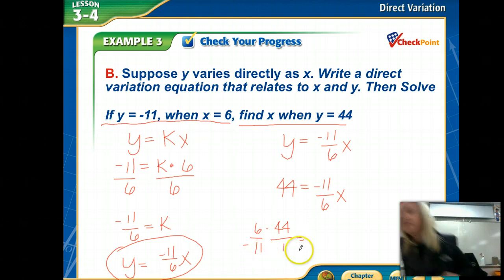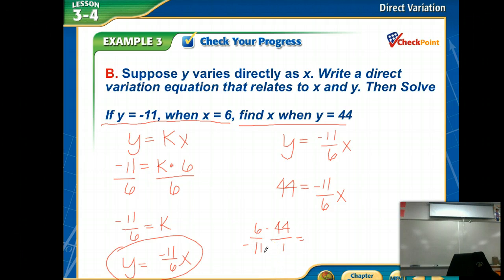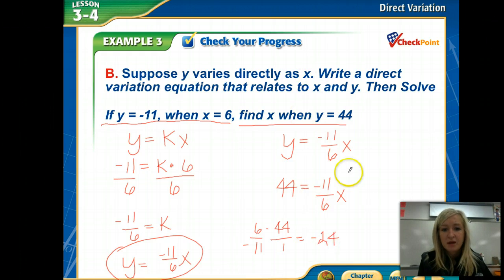So give me 1 minute. Just going to grab a calculator. 6 times 44 divided by -11 gives us -24. So what does that tell us? That means that x is -24 when y is 44.